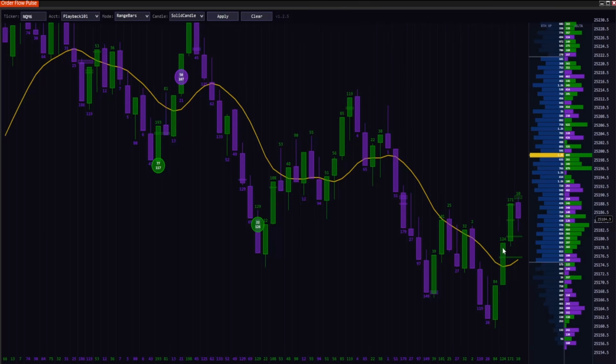Now, if you got in kind of late and you saw this 171, that's fine. You can go ahead and get into this area right here because you're using these buy imbalances for support. So if you got into this area, let's go ahead and move forward a little bit.